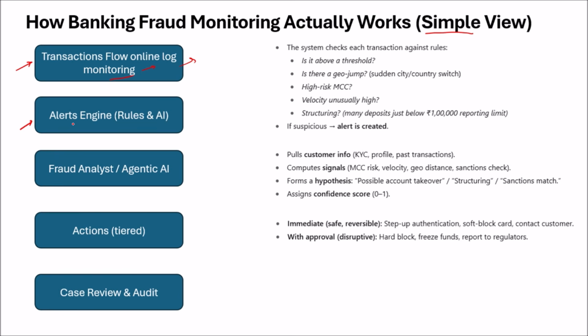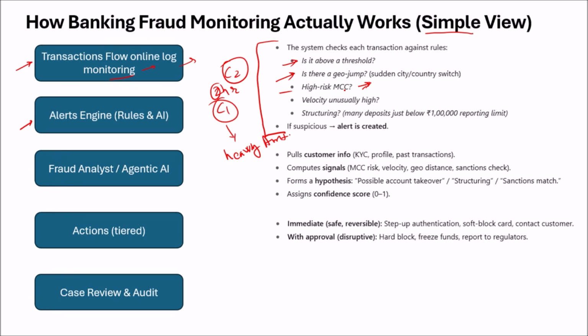Second part is the alert engine, rule or AI based. This is the scenario of an alert based system. They generally check multiple kinds of things based on rules, like whether the transaction is above a threshold, whether there is a geo jump. Geo jump means suppose you are purchasing something in city C1 and again within 2 hours you jump to city C2 and make a transaction of heavy amount.